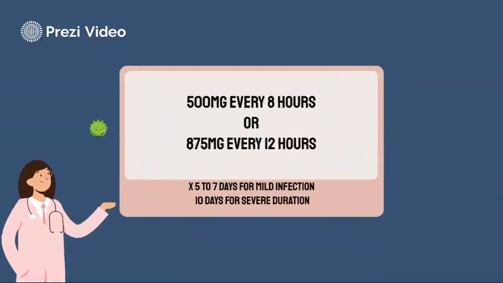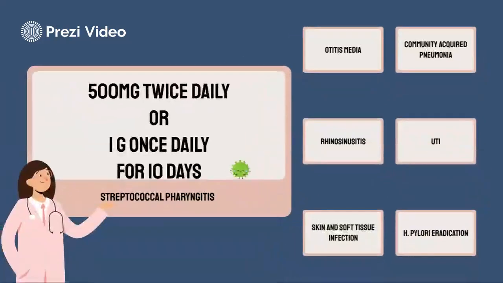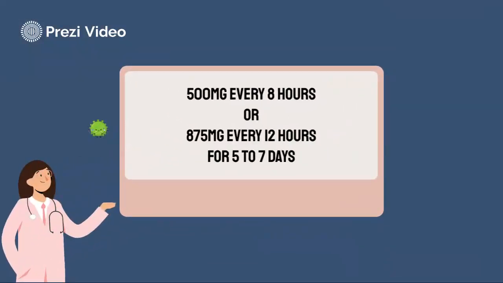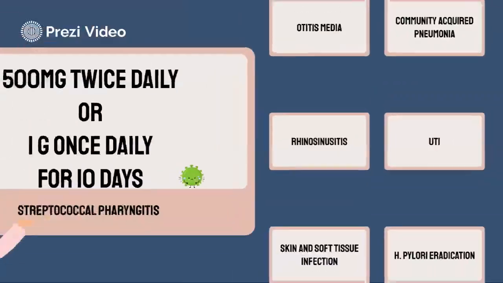Then we have otitis media. You may use 500 milligrams every 8 hours or 875 milligrams every 12 hours for 5 to 7 days for mild infection, and then up to 10 days for severe infection. And then we have rhinosinusitis. You may use 500 milligrams every 8 hours or 875 milligrams every 12 hours for 5 to 7 days.